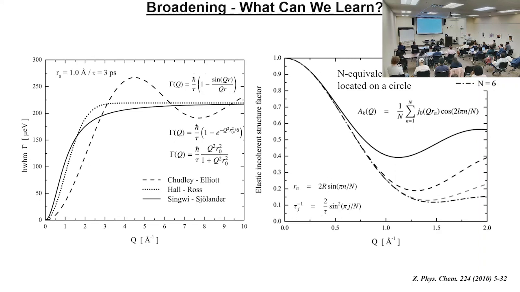Now these two models here deal with soft matter jump diffusion. The first one here is called the Hall and Ross model, and this basically assumes that these jumps have a distribution, and that distribution is Gaussian. The next one is the Singwi-Sjölander model, and this assumes that the distribution of jump lengths is exponential. So as you can see from the Q dependence of full width half max, they all have very distinctive Q dependence. So you can fit the data of broadening, and you can figure out what type of diffusion process you have in your system.